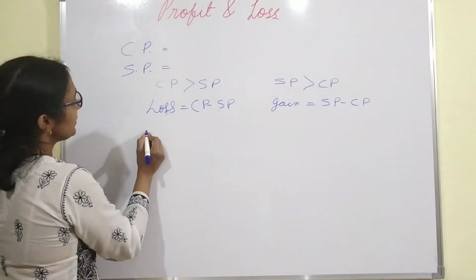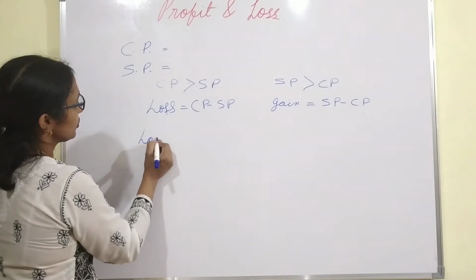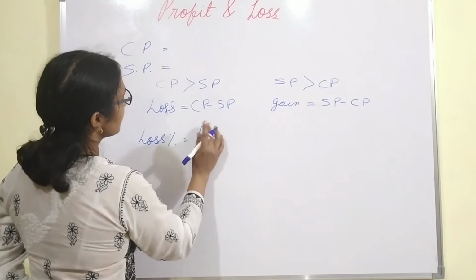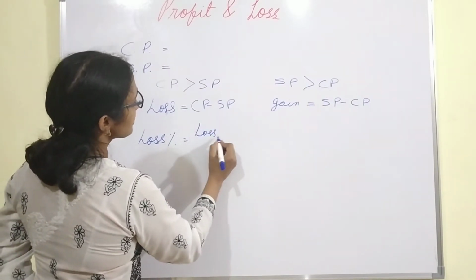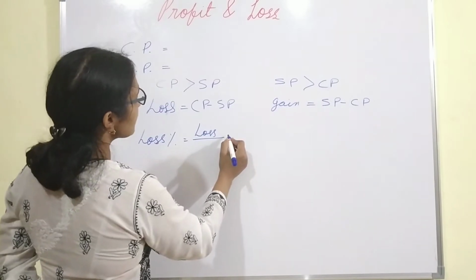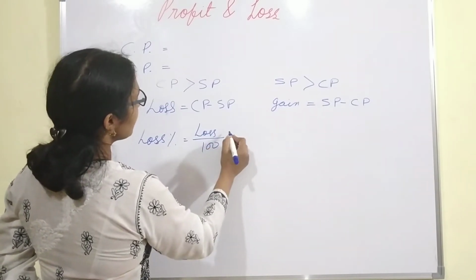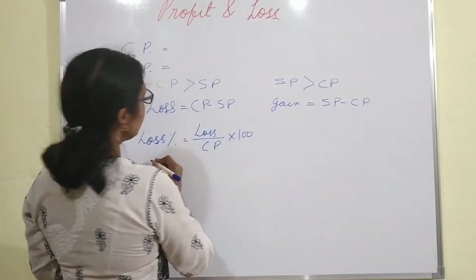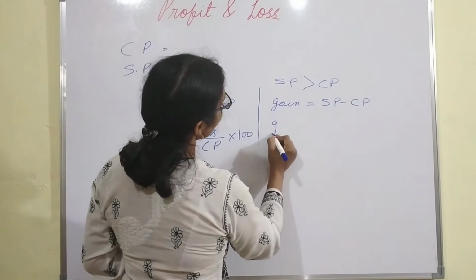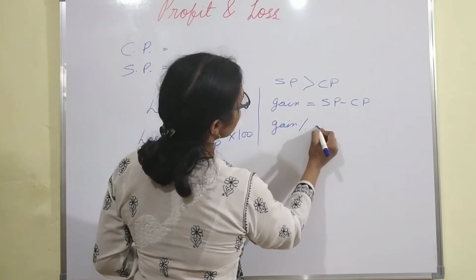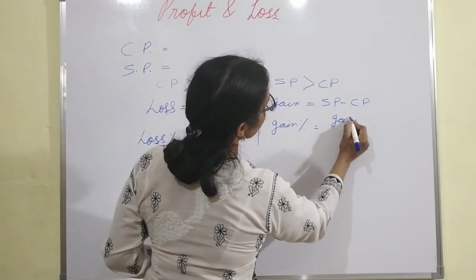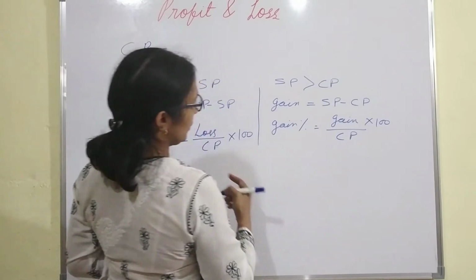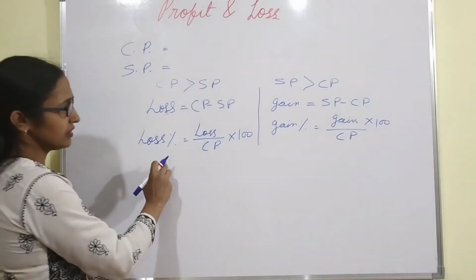Now loss percent equals loss upon CP into 100, and gain percent equals gain into 100 upon CP. Okay, so these are the formulae.